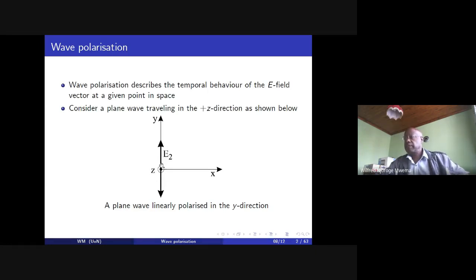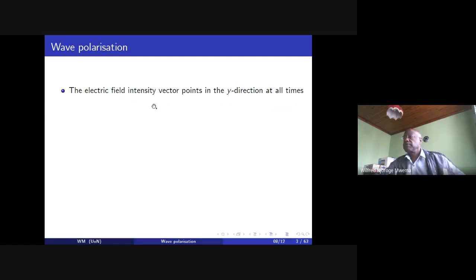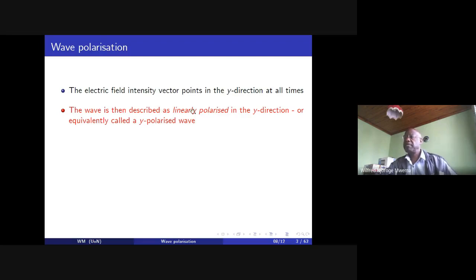Now, if the E field is oscillating in the y and minus y direction, and has an amplitude E2, then we say that this field is linearly polarized in the y direction. The E does not have an x component. So the electric field intensity vector points in the y direction at all times, and therefore the wave will be described as linearly polarized in the y direction, or we can equivalently call it a y-polarized wave.